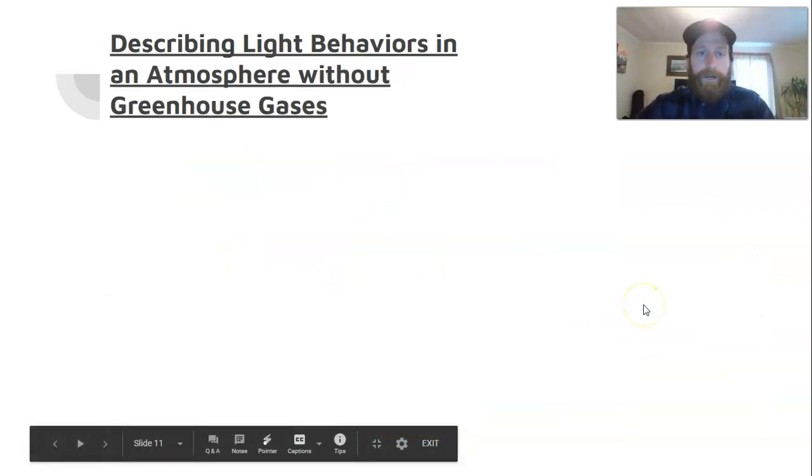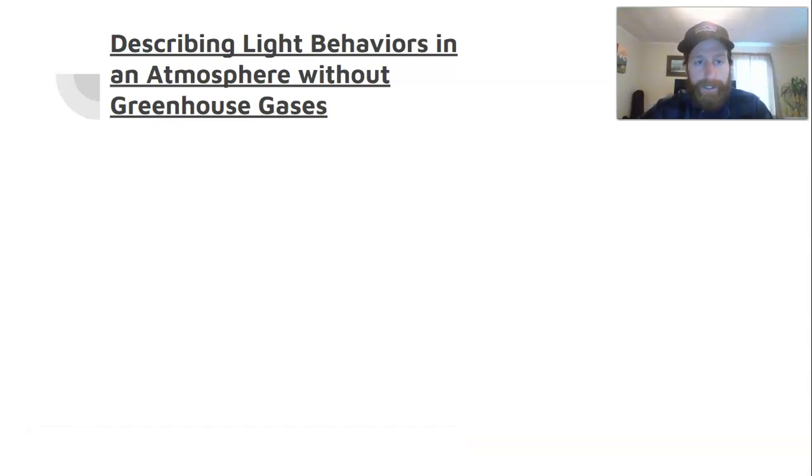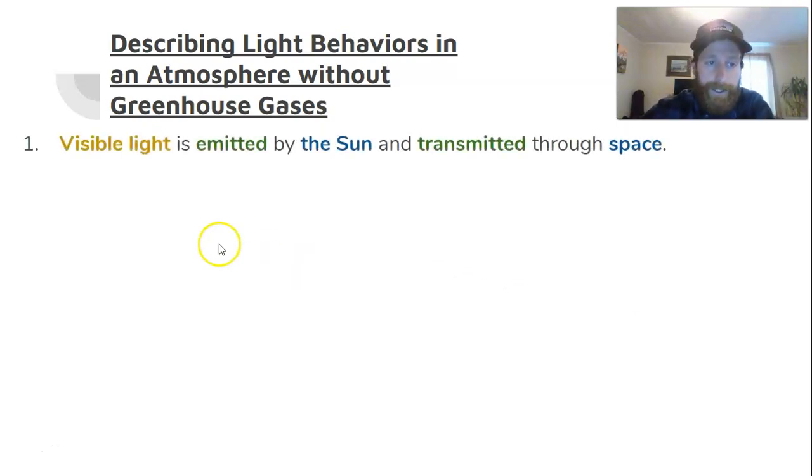All right, so now we can jump into describing light behaviors in an atmosphere without greenhouse gases. This is the simplest model that we'll do and a good place to start. We're keeping in mind the two classes of electromagnetic radiation, visible and infrared, and those four wave behaviors: transmission, reflection, absorption, and emission. I even write the class of light in yellow if it's visible, red if it's infrared. I write the behavior in green and the object in blue.